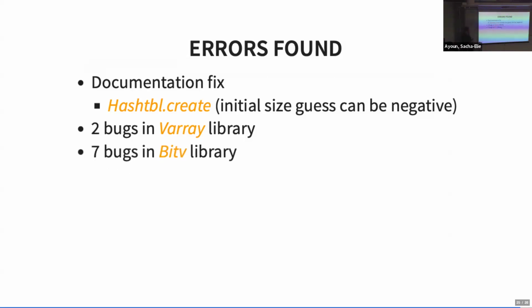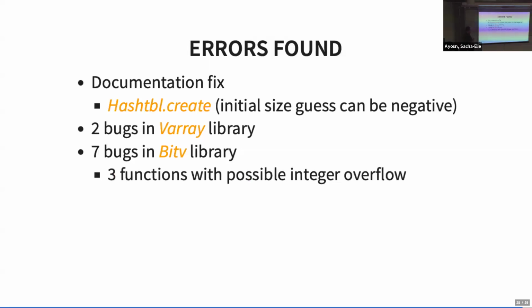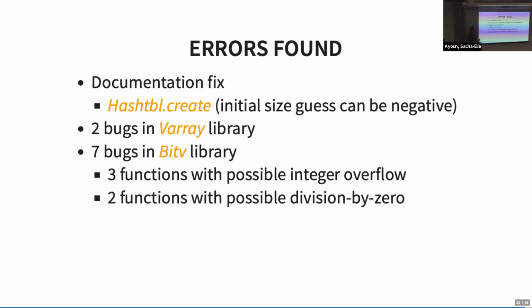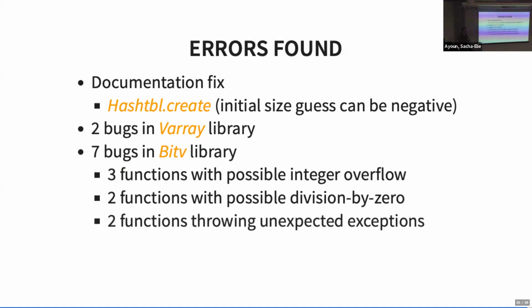We found 7 bugs in a bit vector manipulation library. There's a couple of different ones that we found. We found a couple of integer overflows, a couple of division by zeros, and we also found functions that were throwing exceptions that we weren't expecting to be thrown. All of them have been fixed by now. And the hope is obviously that if we get more and more modules specified with Gospel, we will find more and more errors eventually.